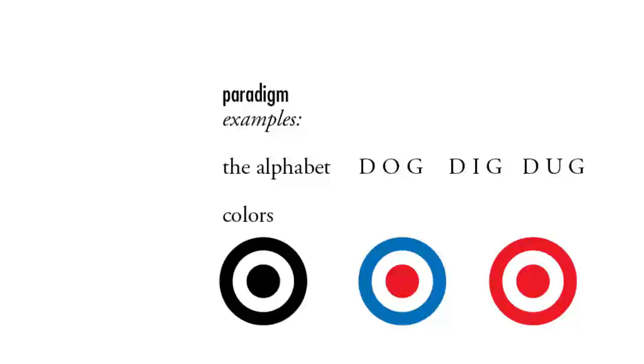So this is an example below of color choices. For each of those rings, we can choose to color them one color. And so here in this example, I'm making various paradigmatic choices and switching those colors out for each of the concentric circles.